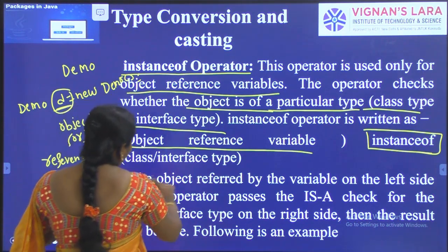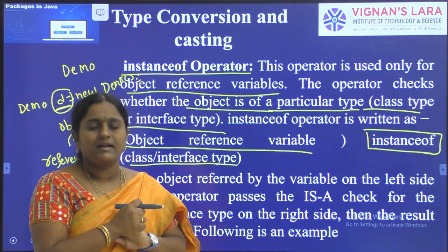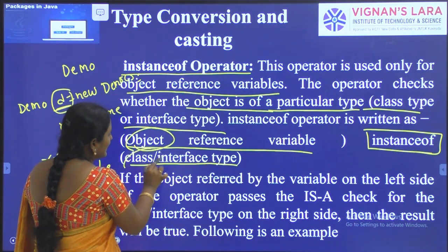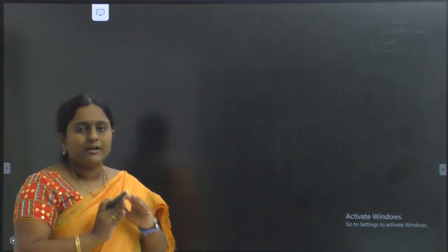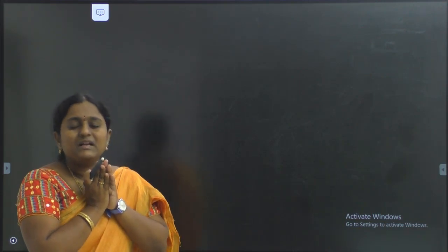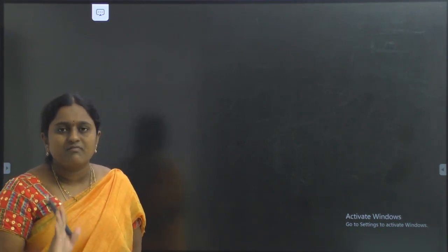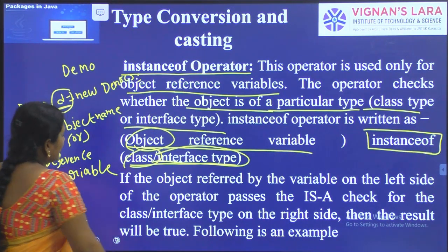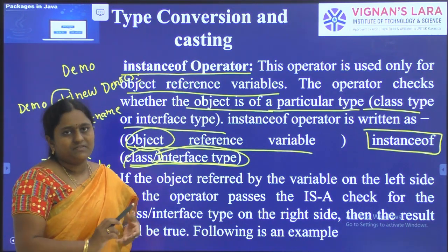Next, the right hand side is a class or interface type. So what is the functionality of the instanceof operator? It checks whether the object belongs to a particular class or particular interface or not. That is the functionality and the importance of the instanceof operator. Here the left hand side is the object name, and the right hand side is the class or interface type.